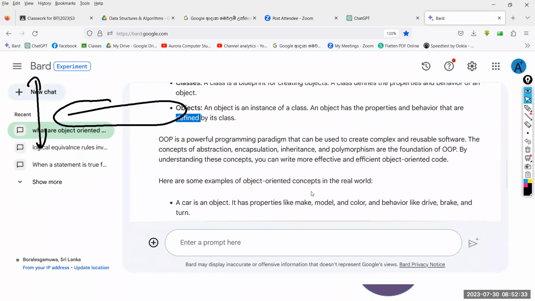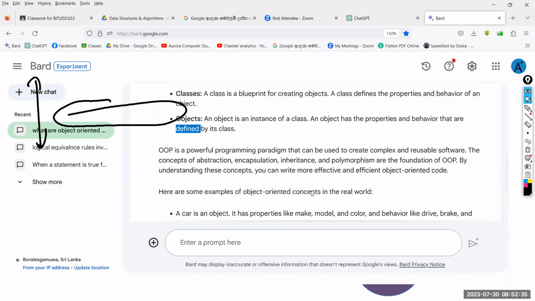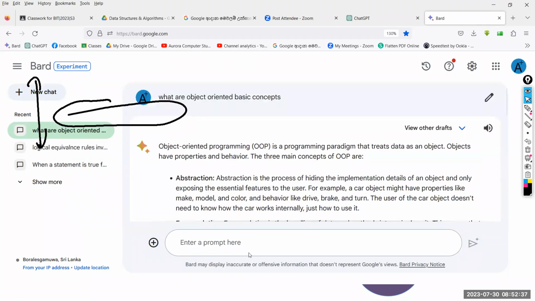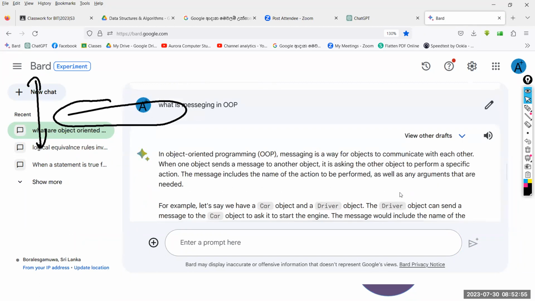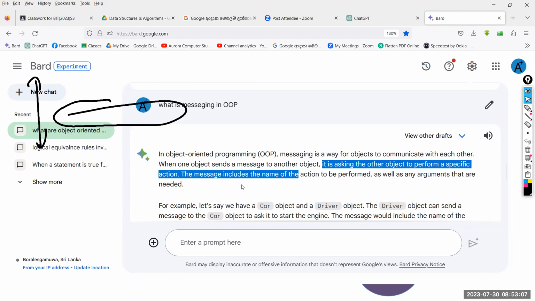Right. Anyone? What is messaging? So messaging is one object calling a behavior of another object. Okay. So messaging is a way for objects to communicate with each other. When one object sends a message to another object, it is asking the object to perform a specific action.